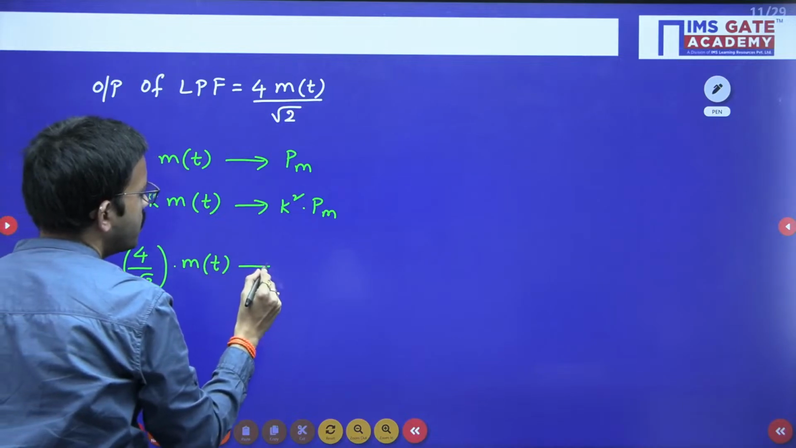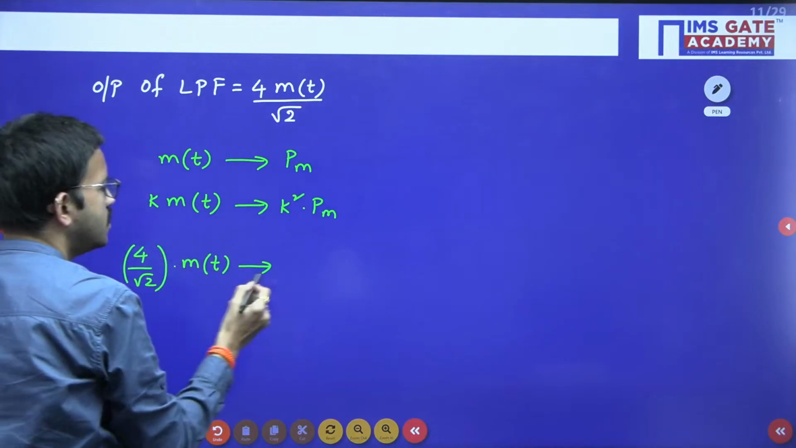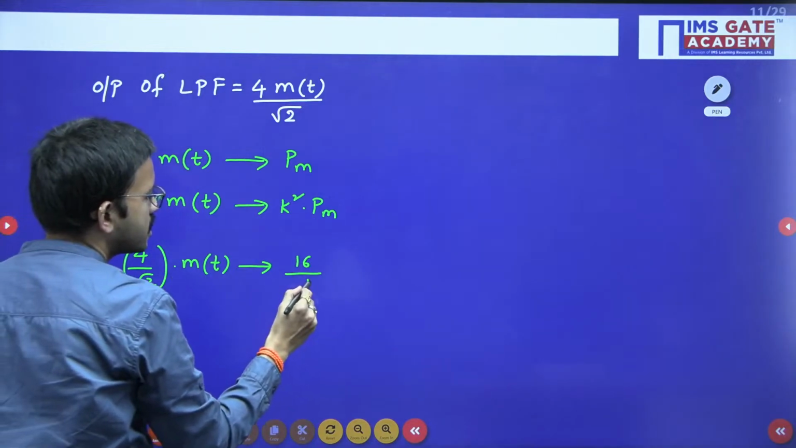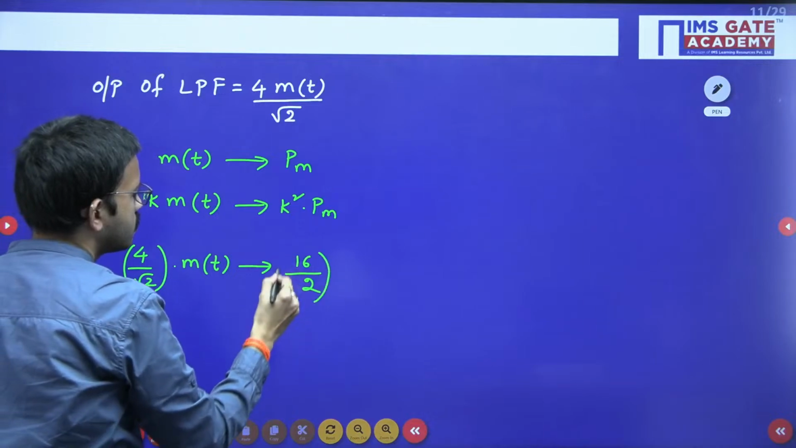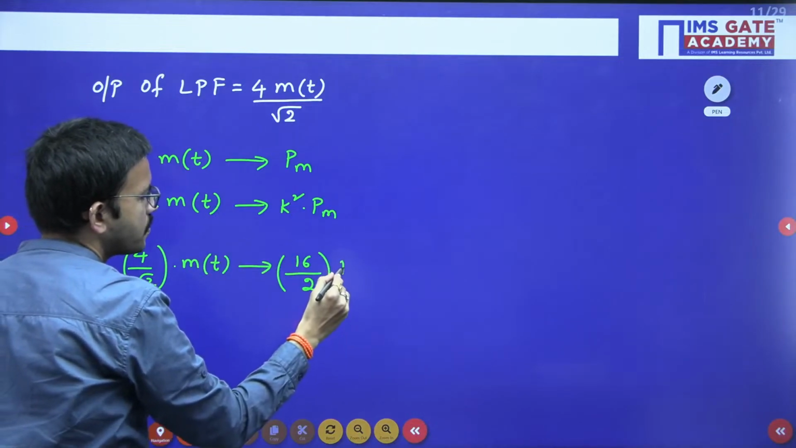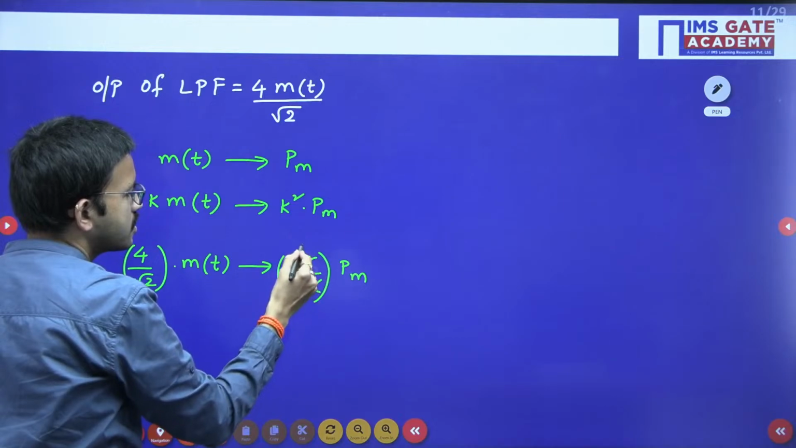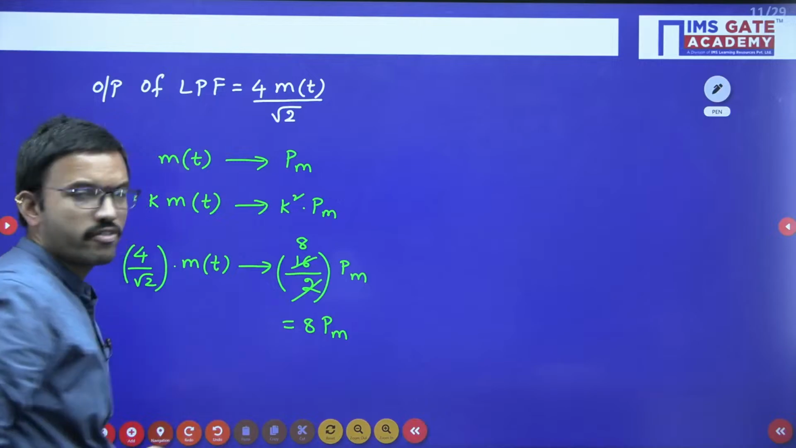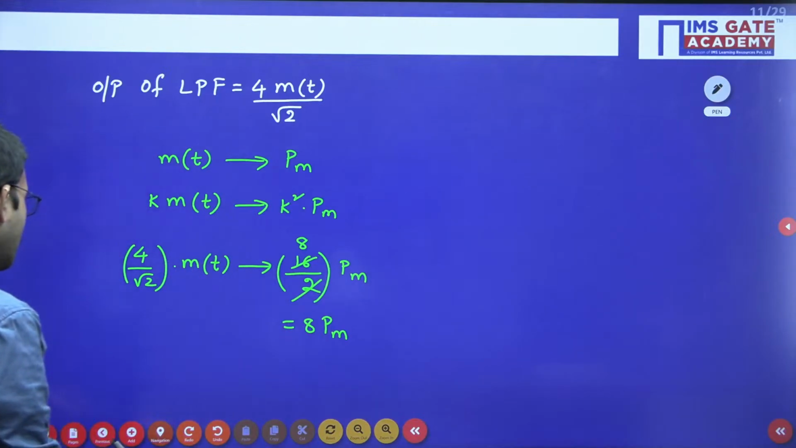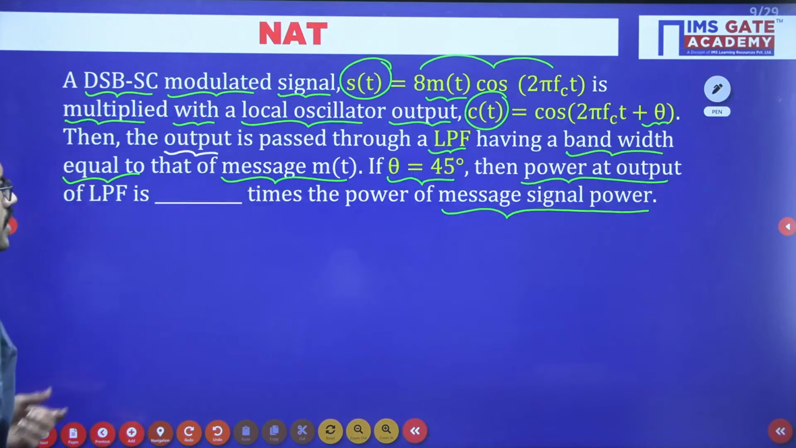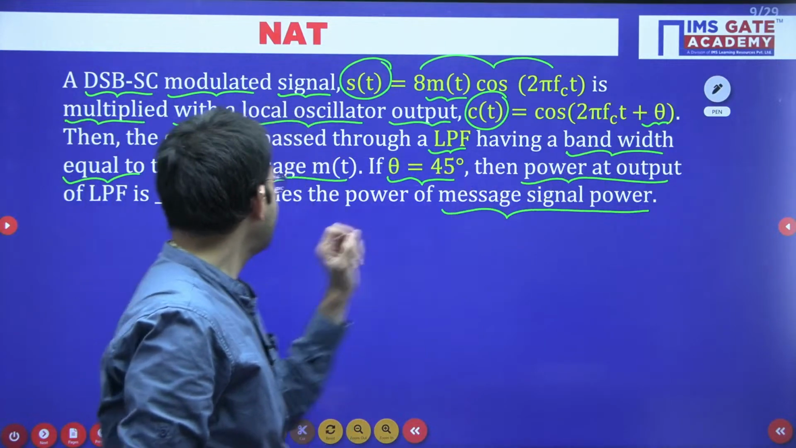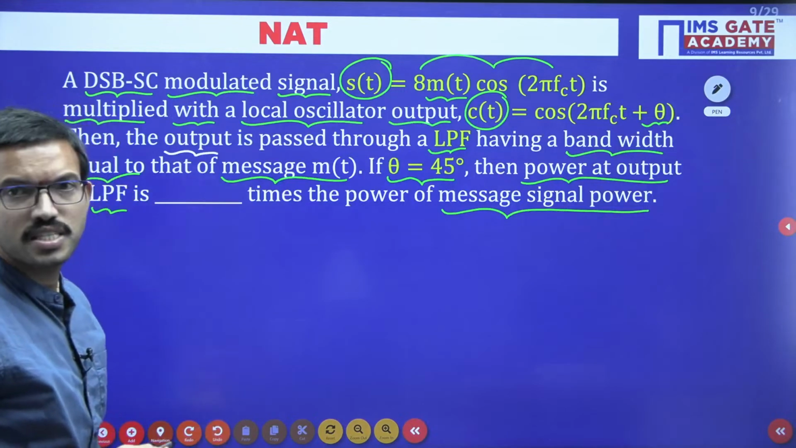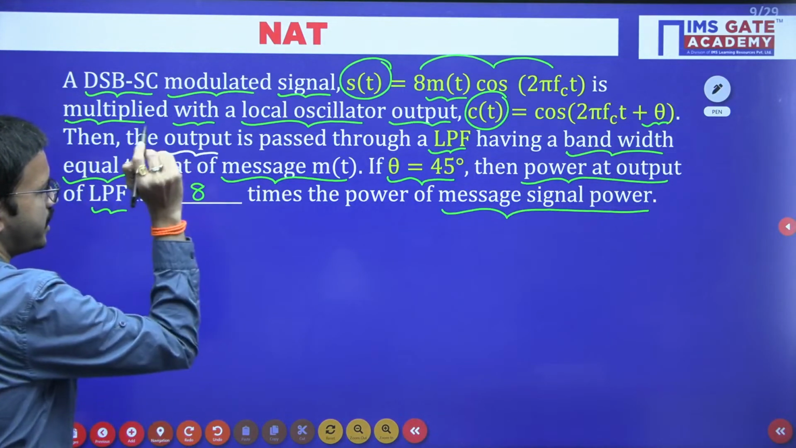So the corresponding power you will get, just perform the square of this one. 4 square is nothing but 16, divided by root 2 whole square, which is nothing but 2, into m of t power, which is Pm. So 16 by 2 is 8 times, that means you are getting 8 times the modulating signal power. Now if you read the question, now you got the answer. They have asked the power at the output of the low pass filter is dash times the power of the message signal. So the answer for this question is 8.